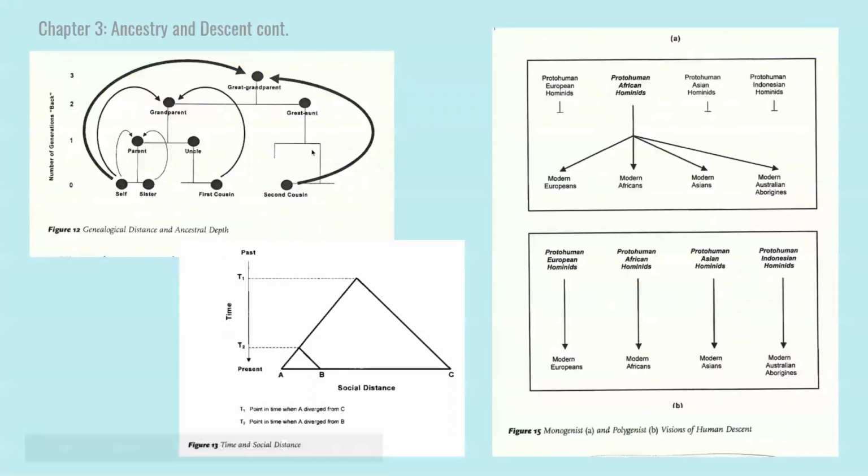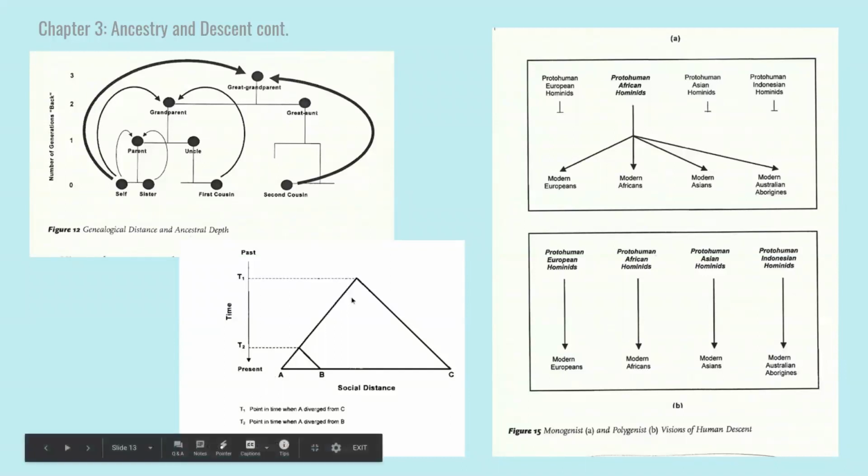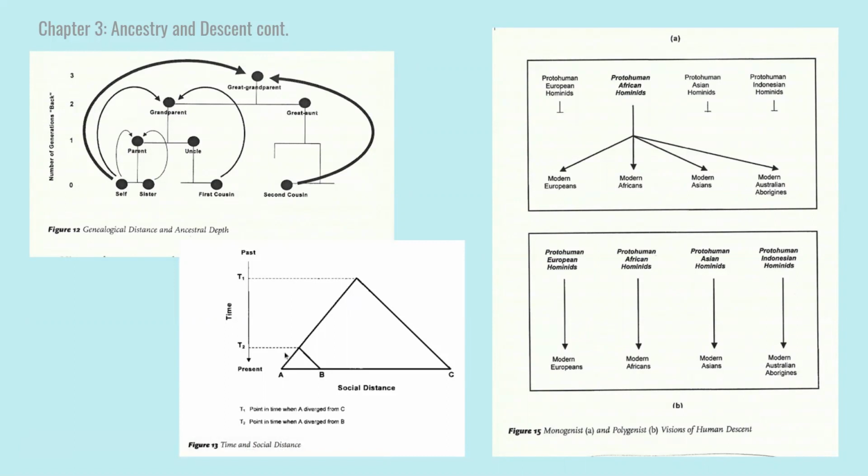Ancestry and descent can be viewed in terms of genealogical distance and ancestral depth, and that's like the number of links connecting different entities to past events or activities or persons. And social distance is the idea that the bifurcation, the more recently it's happened, the closer you are to your contemporaries.